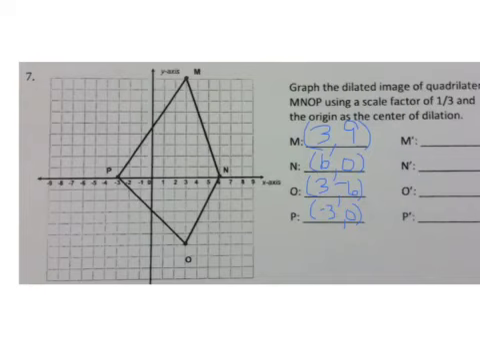Now this one says your scale factor is 1/3. Well, 1/3 is smaller than 1, so that means that this is going to be reduced. It's going to get smaller. So we're going to take M prime here. Okay, so M is 3, 9, and we're going to multiply by 1/3. So you might want your calculator there. 3 times 1/3 will give us 1, and 9 times 1/3 will give us 3. Because you're basically dividing by 3. Multiplying by 1/3 and dividing by 3 are the same.